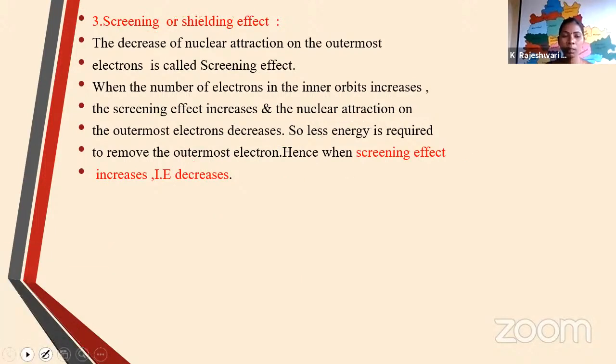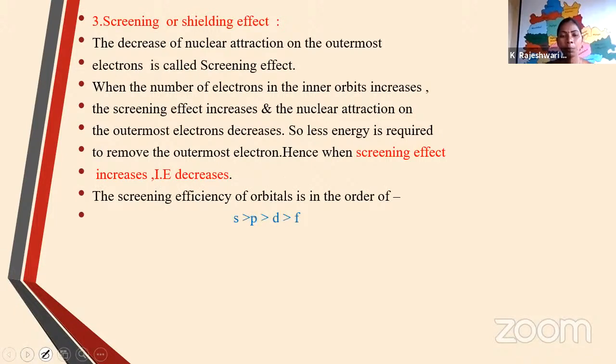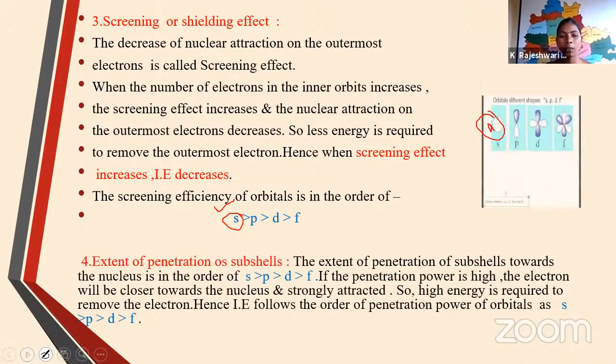So we should also write the relationship. Screening efficiency of the orbitals is in the order of S, P, D, and F. So here, why only S orbital is having more screening effect? Because S orbital is having spherical shape and P is having dumbbell shape. If you look at this picture, you can clearly understand.